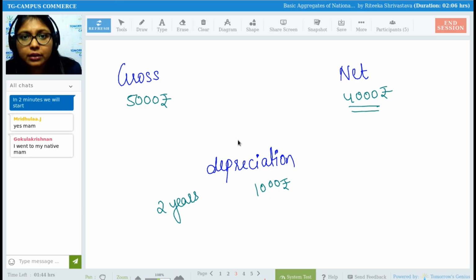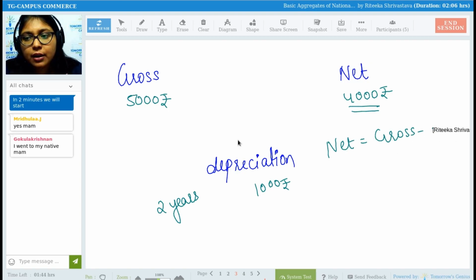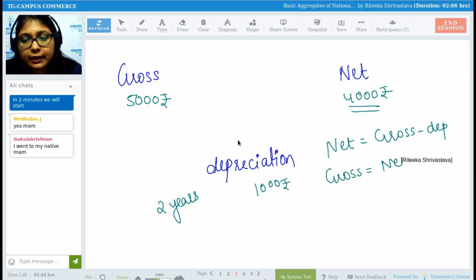Now, if gross value is given to you and depreciation is given to you, how will you find out net? You can tell me net can be found by using the formula gross minus depreciation. And if you have to find gross, how will you find it? Net plus depreciation. When you add depreciation to the net value, you get gross value. When you subtract depreciation from gross value, you get net value. I gave you this in a very simple sense, just for your understanding.